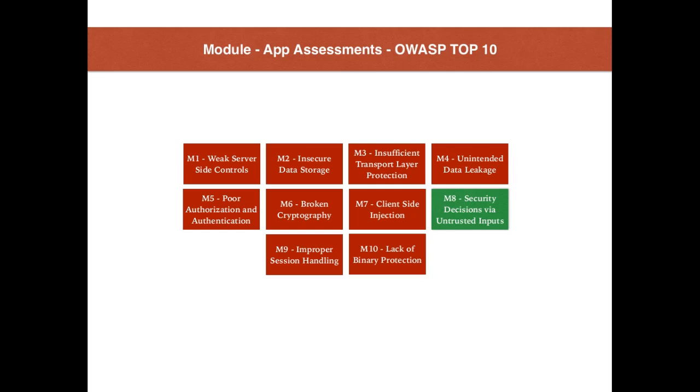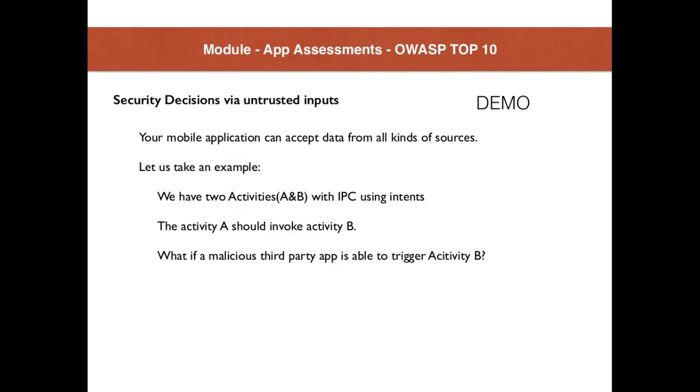In this video, we're going to see security decisions via untrusted inputs. I'll give you a quick example of what kind of vulnerabilities fall under this category. Let's take an application which has two activities, activity A and B, and they're communicating using IPC, inter-process communication, with the use of intents. So activity A should invoke activity B using an intent, but no other input should be able to trigger activity B.